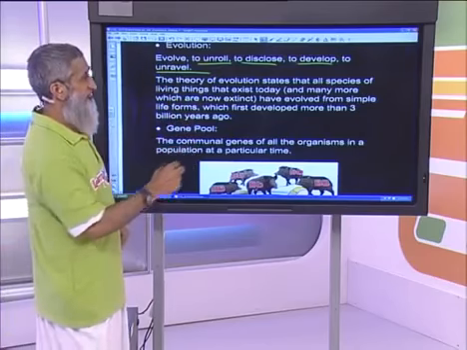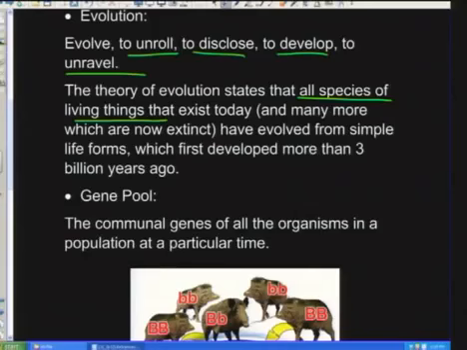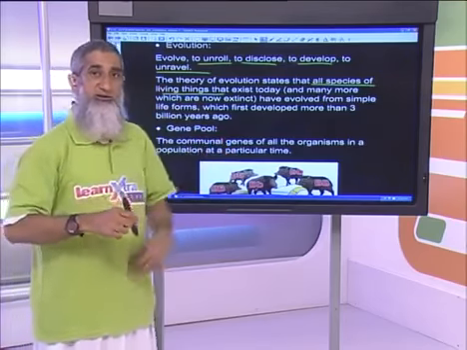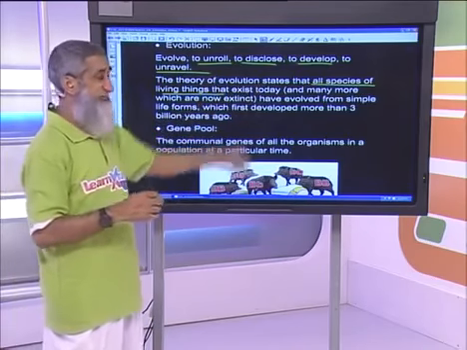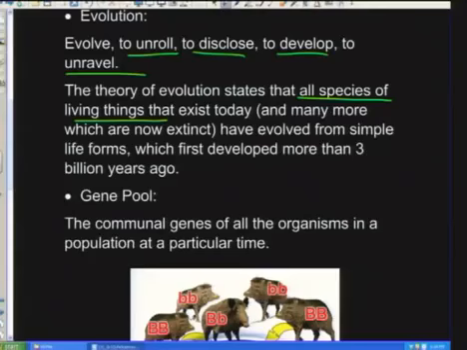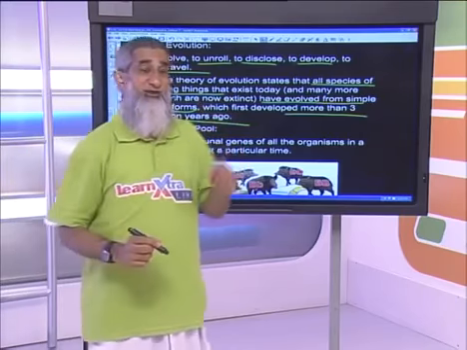The theory of evolution states that all species of living things that exist today, you and I, the ant, the bug, the spider, the bird, all these organisms and all the species that exist today, and many more that are now extinct, they don't live anymore, have evolved from simple life forms which first developed more than 3 billion years ago. This is the basic premise of evolution.